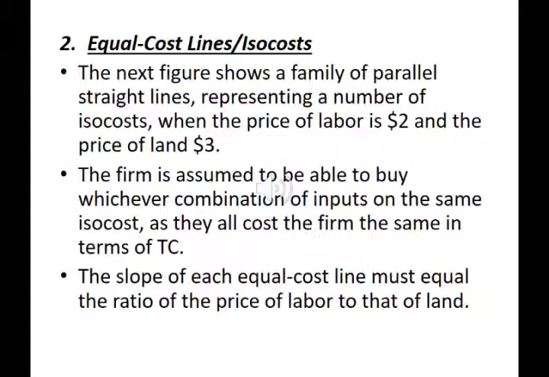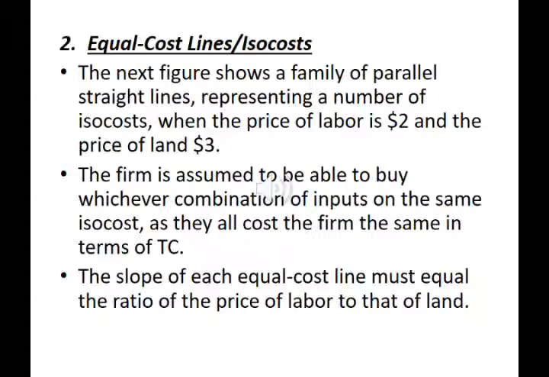Now we're going to move to the second ingredient for our theory of the firm in the graphical representation, which is the isocosts, or what we call the equal cost lines. As I said before, an isocost is a line that has different combinations of the two factors of production. However, these different points share one property, which is that they all cost the same for the producer. The next figure that we're going to show in the next slide shows a family of parallel straight lines representing a number of isocosts.